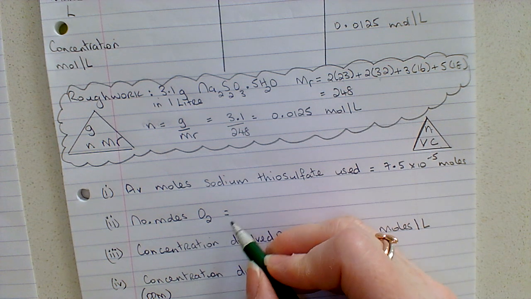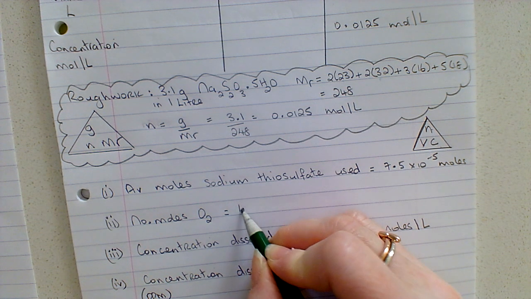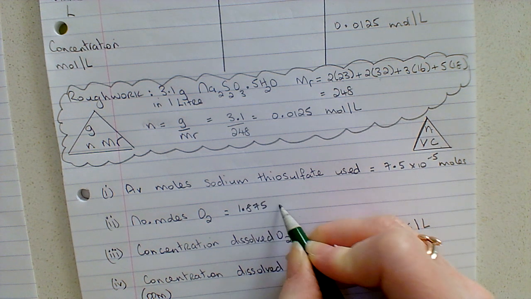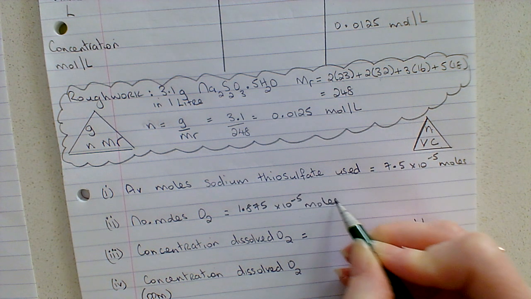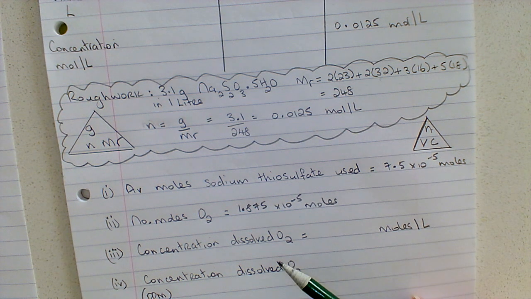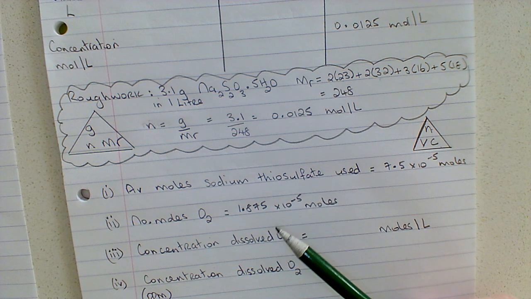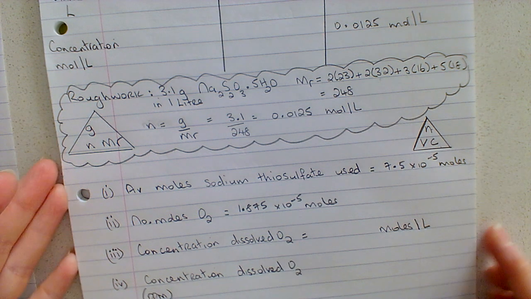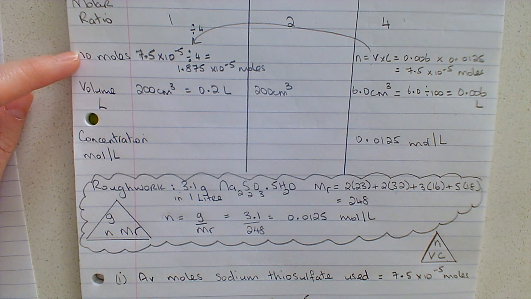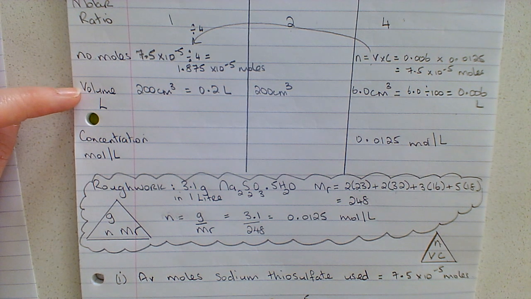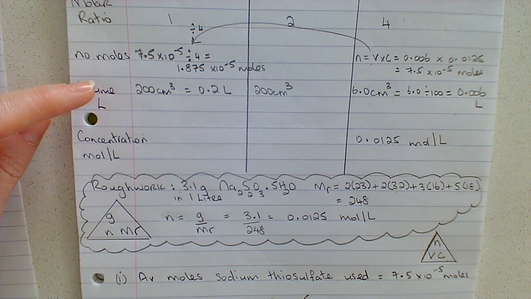So I can write that in now as my answer for part 2. The number of moles of oxygen dissolved in the water is 1.875 by 10 to the minus 5 moles. Next I want to find the concentration of this dissolved oxygen. So I need to convert from moles into moles per litre. Let's go up to my table once more. I have my number of moles, and I know my volume was 200 centimetre cubed, which is 0.2 of a litre.